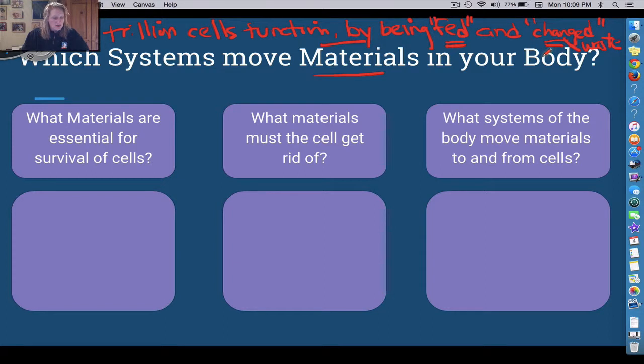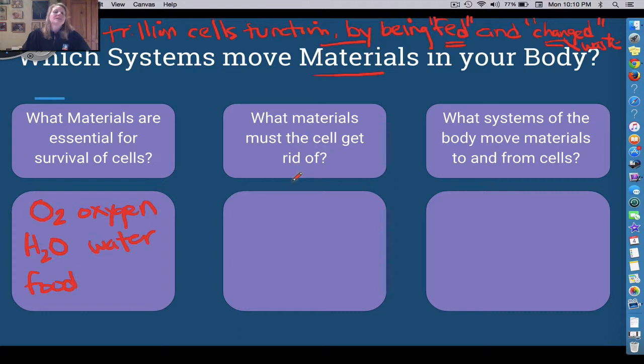So materials that are necessary to put into cells, that cells must have in order to function, are oxygen, which we'll kindly say is O2, water, and then also food, and we will talk more about what that food is later.